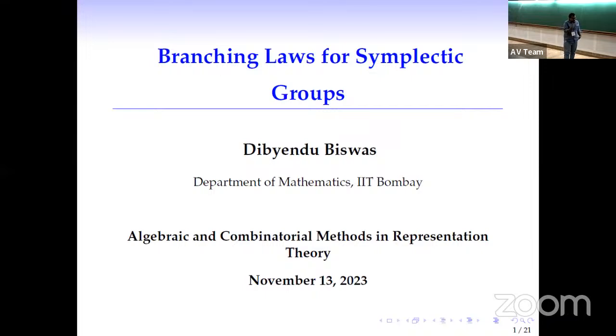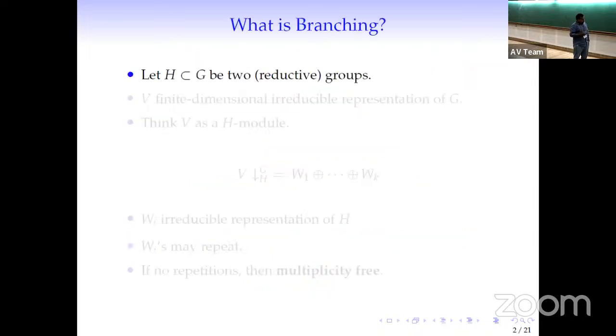Before starting, I just want to tell why this problem came to my mind. I was doing the branching problem from GL_N to GL_{N-2} and Sp_{2N} to Sp_{2N-2}, and found some good relation. From doing this, I tried something more general, and some results came. It works for all groups, GL_N, symplectic or orthogonal, even orthogonal. But today I will present only the symplectic groups.